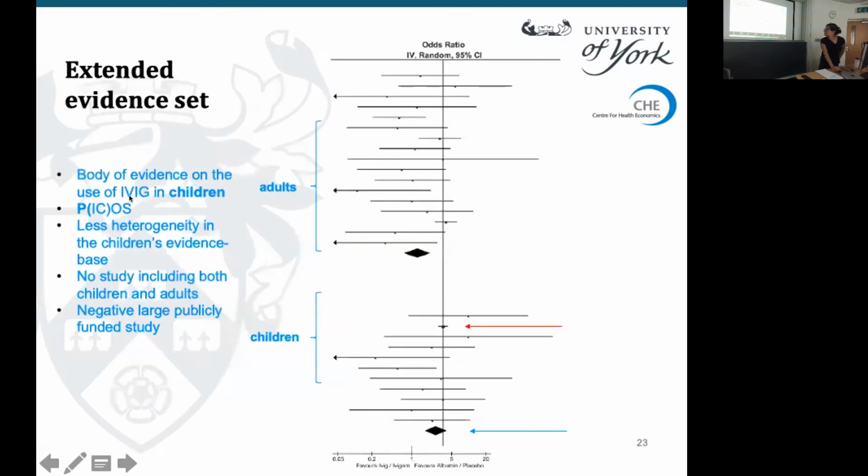So there is a large body of evidence on the use of IVIG in children, so a different population, the P in PICOS. There's less heterogeneity. Children studies are much more regulated, so there's less heterogeneity in the evidence base. And there's a large negative publicly funded study, which is going to be relevant for some of our conclusions, which is here.